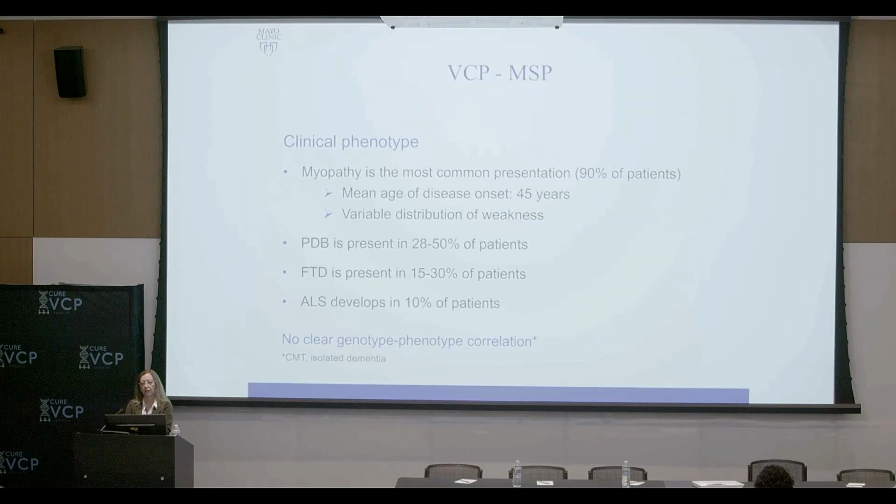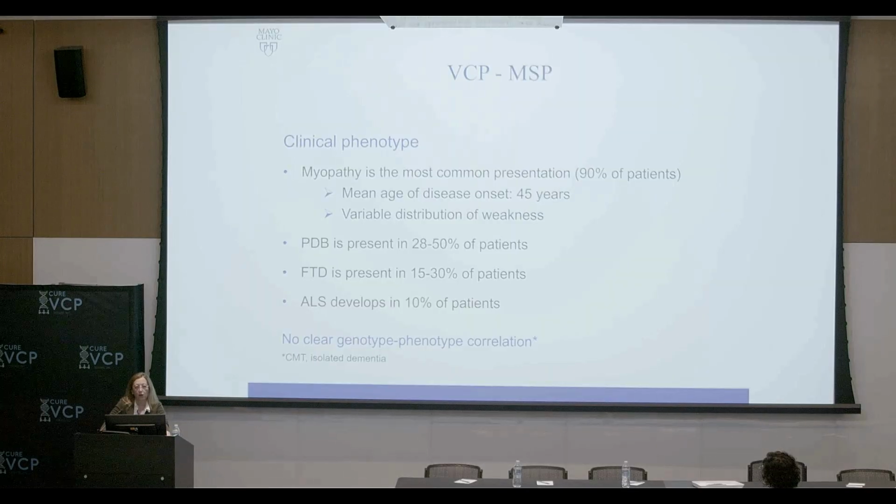So the phenotype is mainly dominated by the myopathy. It's the most common clinical manifestation, manifesting in about 90% of the patients with a mean age of onset in the mid-40s, although now we know that there are patients with a much earlier onset. And they can have a variable distribution of the weakness, as we will see. Paget disease of the bone affects up to 50% of individuals, while frontotemporal dementia may manifest in about 15-30% of subjects. Motor neuron disease is a rare manifestation.